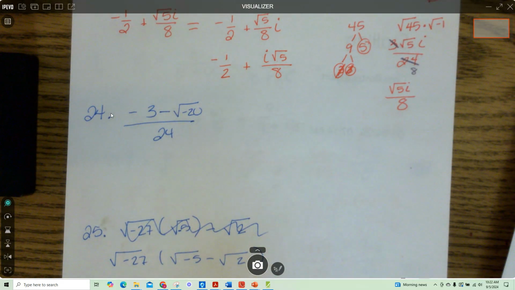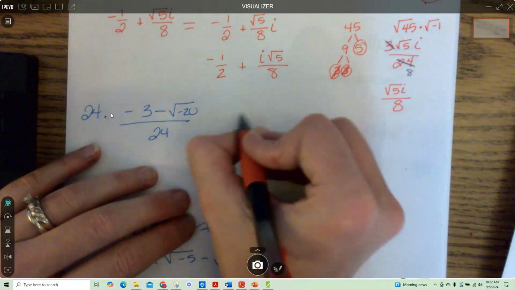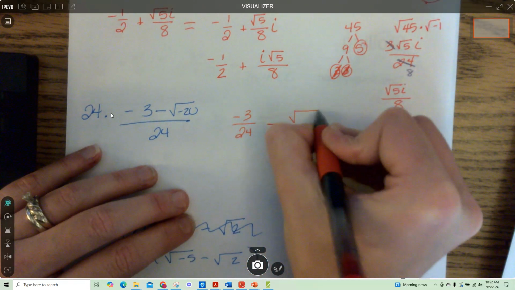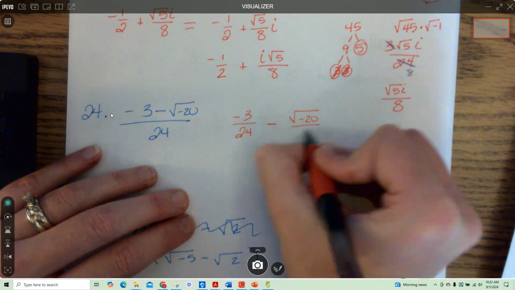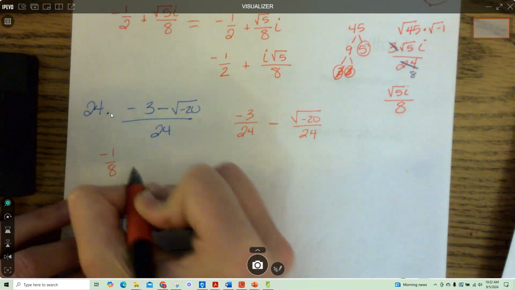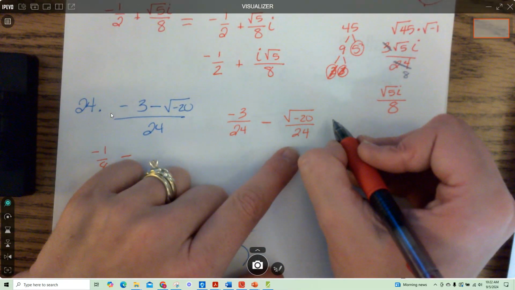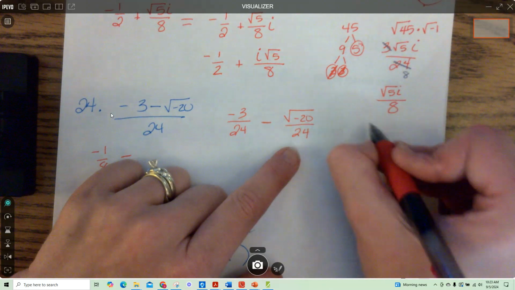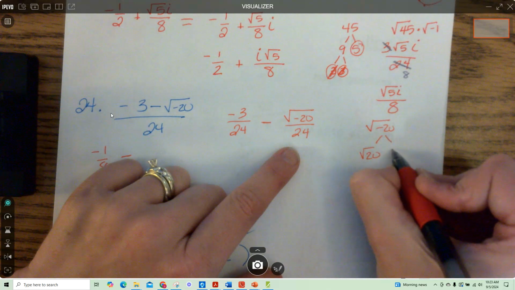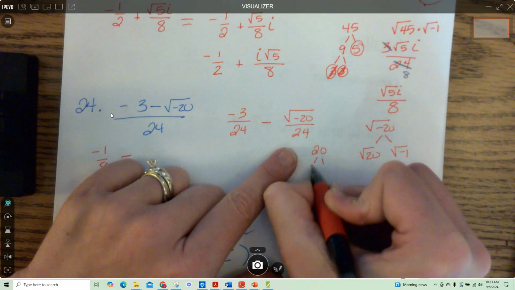All right, 24. I'm going to split this one as well. So negative 3 over 24, and then it's going to be minus the square root of negative 20 over 24. So this right here is going to simplify to a negative 1/8, and then we're going to have minus whatever this piece is. So 20, let's break down this first. Square root of negative 20, I can write as the square root of 20 and the square root of negative 1. I'm going to break 20 down because I need to simplify that radical.